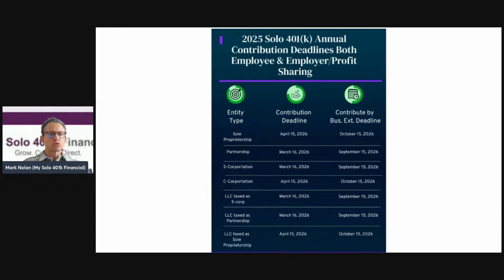This slide here is for 2025 contributions. Obviously, you have plenty of time. You have until next year in 2026, by the business tax return due date, to make employee and employer contributions. We have these listed on our website on the contribution page as well. So take a look at that.